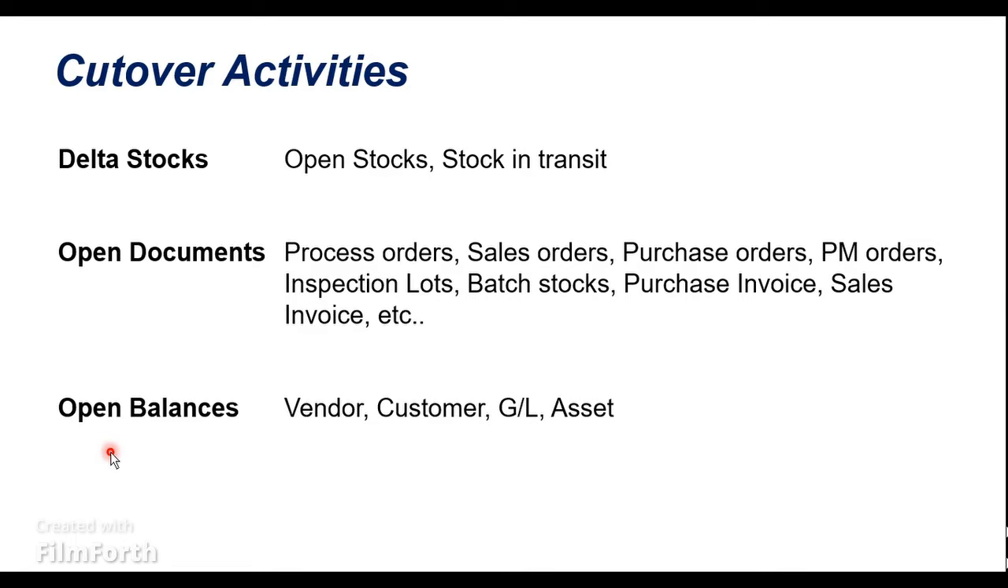And then finally, we have open balances. These open balances talk about the vendor, customer, the GL accounts, and also the asset. The open balances for the vendor are basically the totals of the outstanding invoices and the credit notes you have before you start actually using the accounting process in SAP.